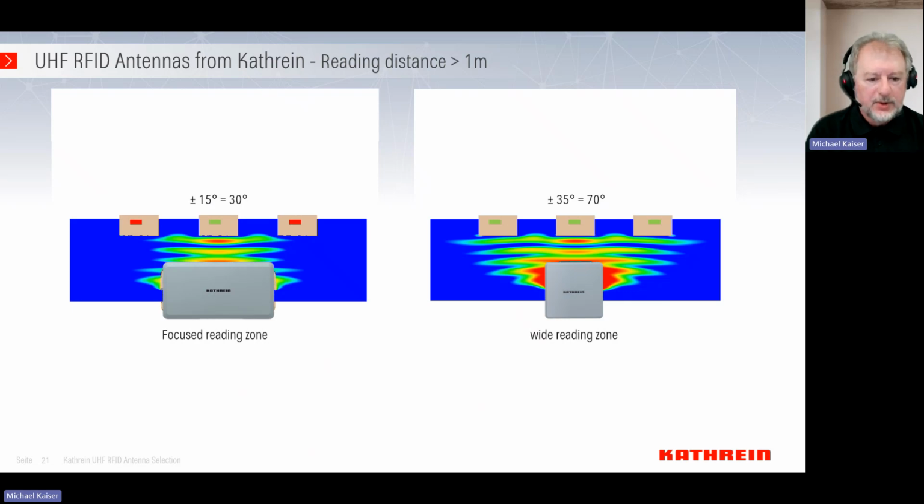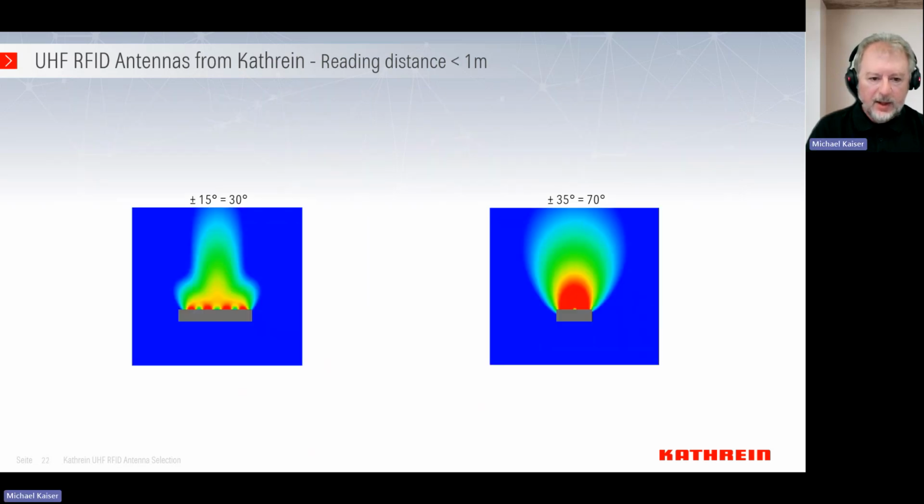When we have an application and we have this focusing read zone at a distance bigger than 1 meter, so 2 meters, 3 meters, 5 meters, then you see on the left we are focusing and we read only the transponder in the middle. On the right zone, when we have a wider reading area, we can catch more tags in this range on the left and the right because we have a bigger angle of 70 degrees. The same we have when we have a lower read range, read distance. This means are we away from the antenna 1 meter and more, then we have on the left side a narrow beam and on the right side a wide beam.